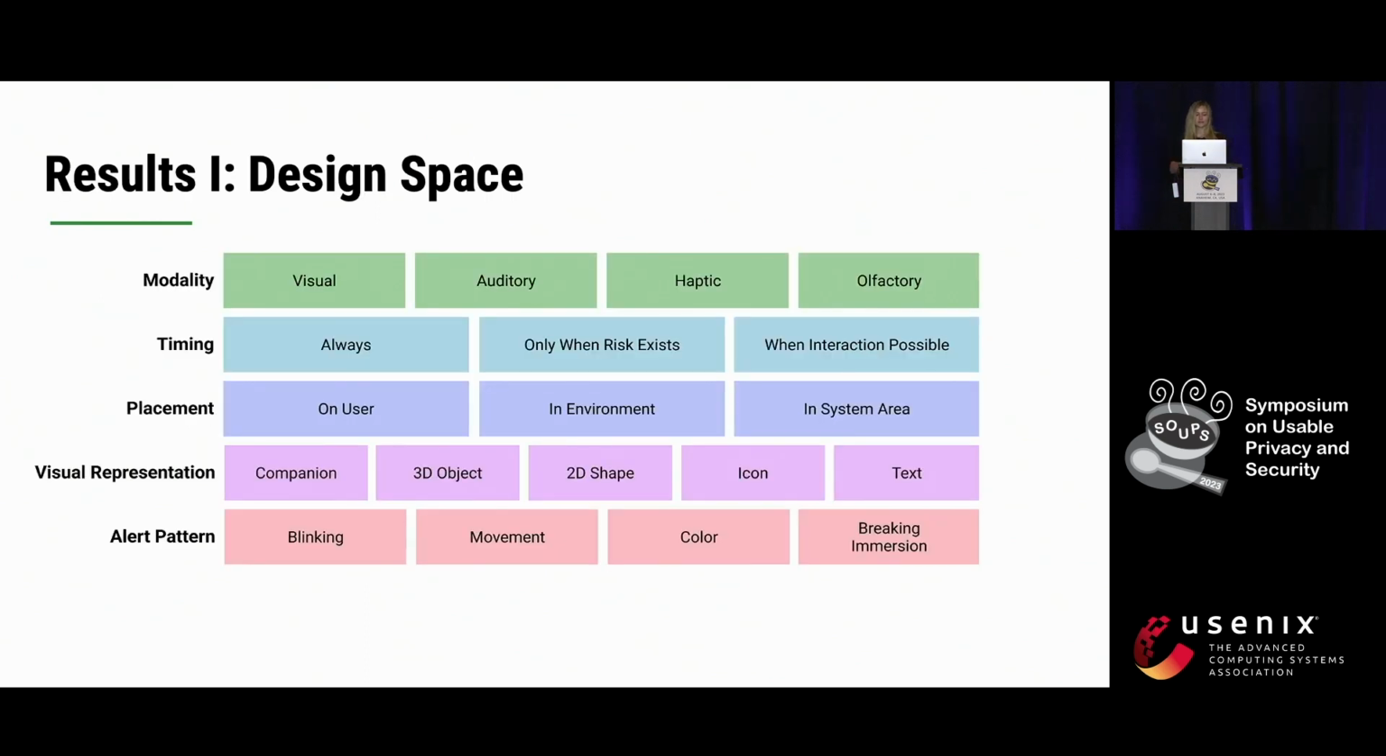Based on our insights, we created this design space, which has 5 layers: modality, timing, placement, visual representation, and alert pattern. So in contrast to traditional environments, we now have new possibilities that were suggested by our experts, such as using, for example, haptic indicators, displaying an indicator directly on the user, so not being restricted to the traditional screen, using 3D shapes, or breaking the immersion as a way to attract the user's attention.